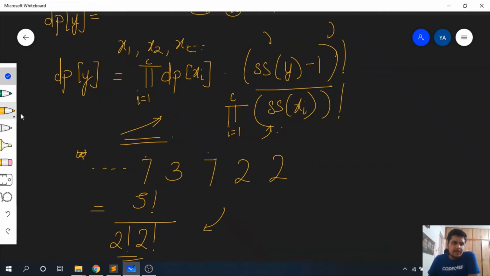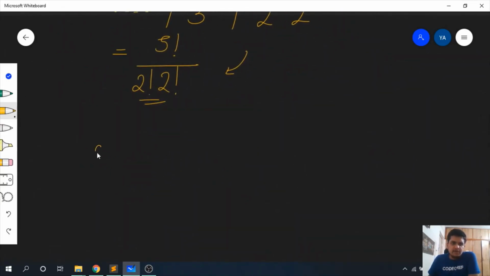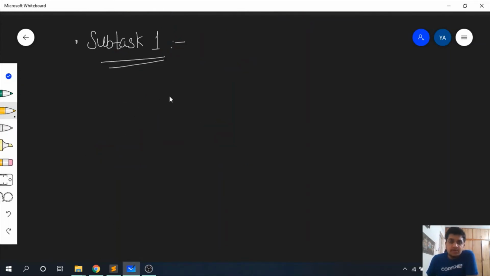Now that we know the value for dp of u, which is basically the number of topological orderings for node u, let us go on and find out how we can get the maximum topological ordering and the second maximum topological ordering. So let us see a short proof for that. Before going to the maximum and second maximum topological orderings, what we have done till now is that we can now calculate dp of u.